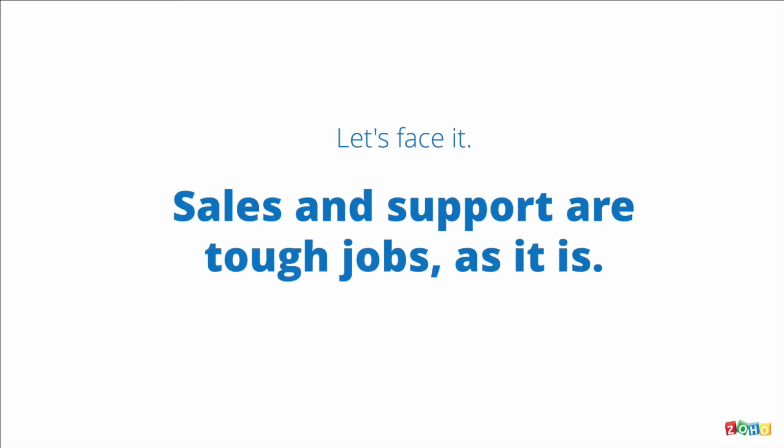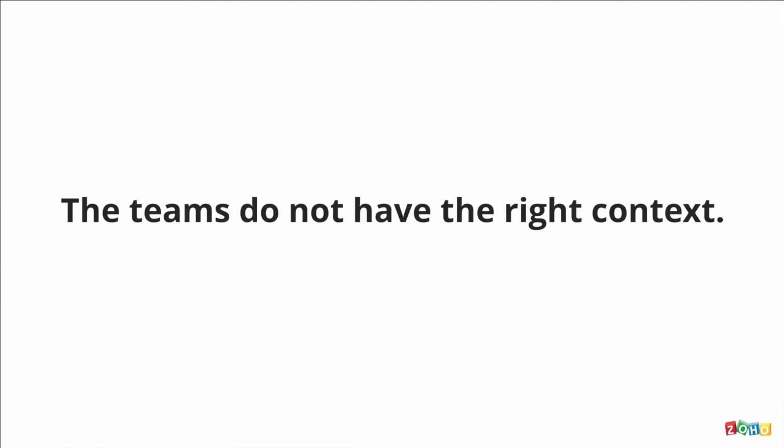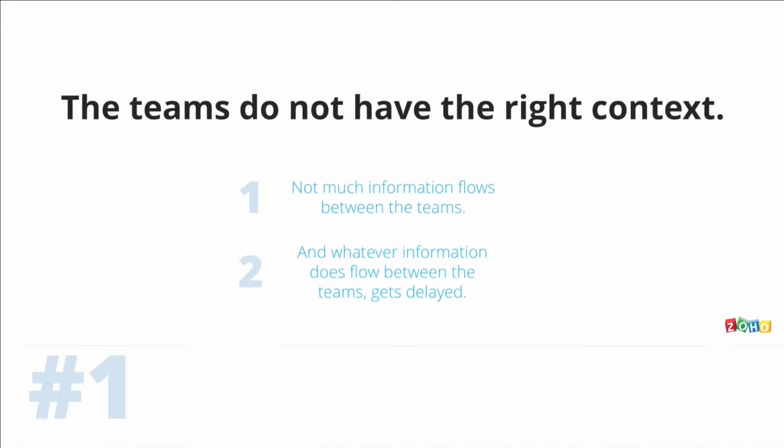Well, sales and support are both difficult jobs as it is, and getting these two teams to work together is even more difficult. But the core problem is that both the teams do not have the right context. Specifically, there are two problems that companies have to deal with when sales and support teams have to work together. The first one is that not much information flows between the teams. Secondly, whatever information does flow between the teams gets delayed. Now let's take the first problem.